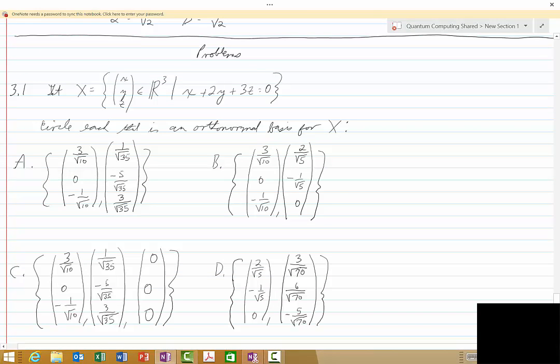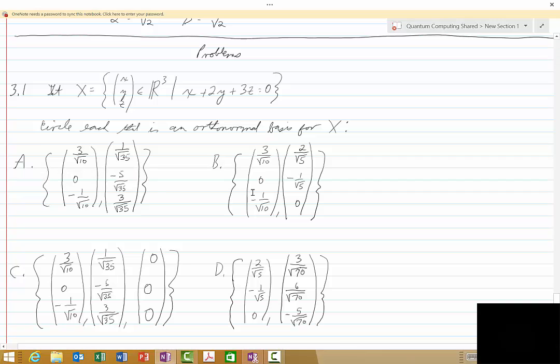Okay, so our problems will be as follows. For 3.1, we're given a subspace X which consists of all vectors in R3 that satisfy x plus 2y plus 3z is equal to 0. And you want to circle each of the following that is an orthonormal basis for X. Now, just to review, orthonormal basis means it's not only a basis for X, but also the vectors in the basis are orthogonal to each other, and each of them has a length of 1.